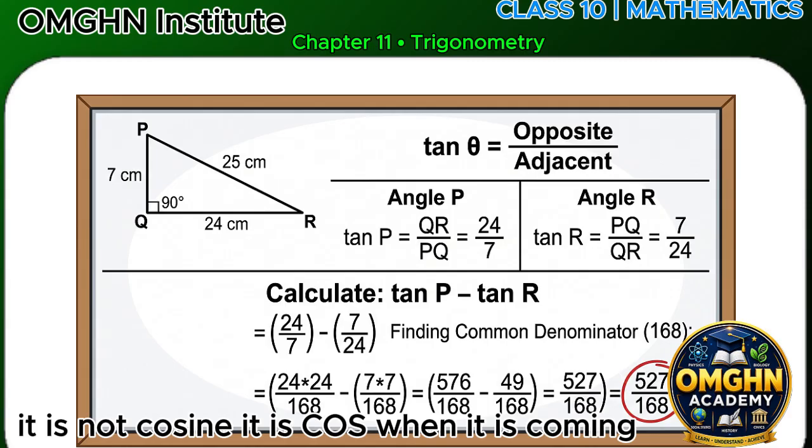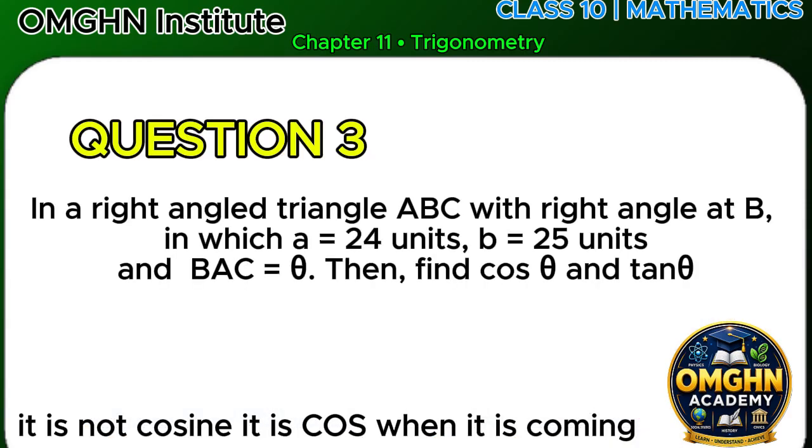Now let's find tangent R. With respect to angle R, the opposite side is PQ, which is 7. The adjacent side is QR, which is 24. Therefore, tan R is 7 by 24. The question asks us to find tan P minus tan R. Therefore, 24 by 7 minus 7 by 24. Taking the LCM, we get 168. So, 24 by 7 becomes 576 by 168, and 7 by 24 becomes 49 by 168. Therefore, the answer is 576 minus 49 divided by 168. That gives us 527 by 168. Therefore, the final answer is tan P minus tan R is 527 by 168.